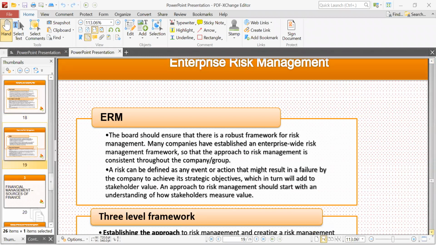So the board must always ensure that there's a robust framework for risk management. Many companies have established an enterprise-wide risk management framework so that the approach to risk management is consistent throughout the company.